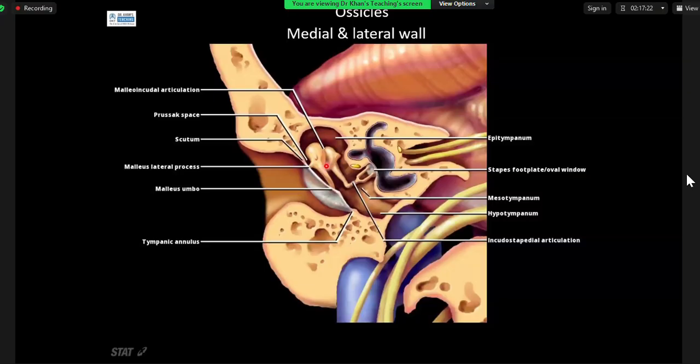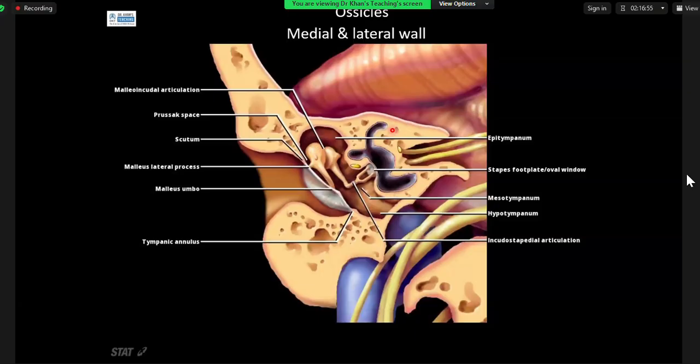Superior to that will be the epitympanum. And this thing here inferiorly is the hypotympanum. Hypotympanum actually contains nothing. And you can also develop this concept that mesotympanum is the room and hypotympanum is the basement, and this is the attic, which is the epitympanum or the first floor, whatever you want to call it.